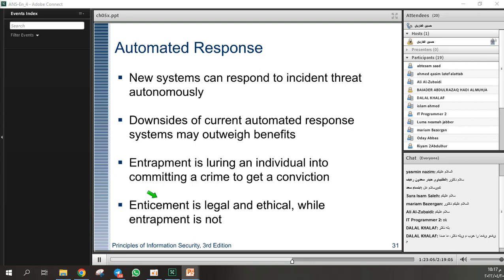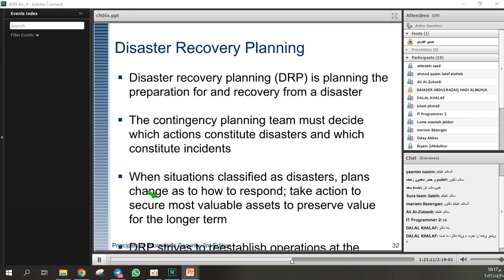So when we are using automated response tools to respond to incident threats, we must be clear about this. Those tools can be used for entrapment, which is not legal or ethical. Yes, if you use them as an enticement tool, it's legal and ethical.